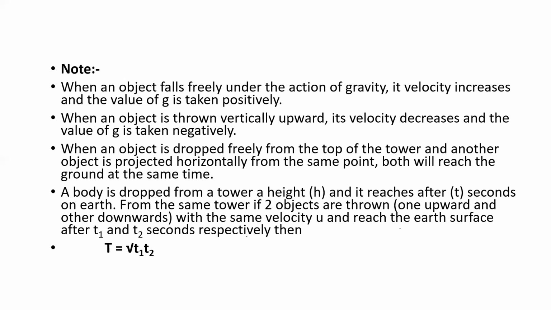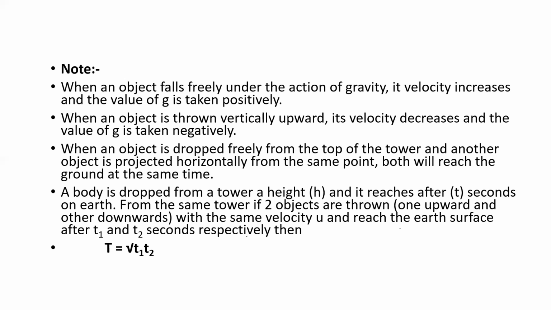When an object is dropped freely from the top of a tower and another object is projected horizontally from the same point, both will reach the ground at the same time. In gravitation, we deal with this concept in detail. What they want to say is, when you drop some object freely from the same height, but the object mass is different, both will reach the earth at the same time. Or if you project it horizontally from the same point also, it will reach at the same time.